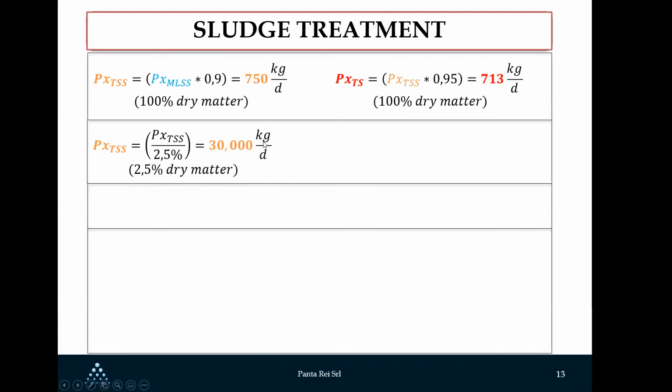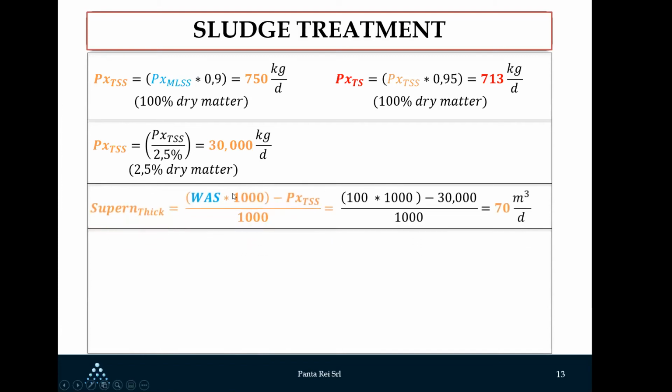To close the balance in the thickener, we can also calculate the supernatant, which goes back to the equalization tank, using this formula, because we already know the volume in terms of cubic meters per day of sludge that goes from the clarifier to the thickener. We know the wet sludge production in the thickener, so using this formula, we can calculate the thickener supernatant.